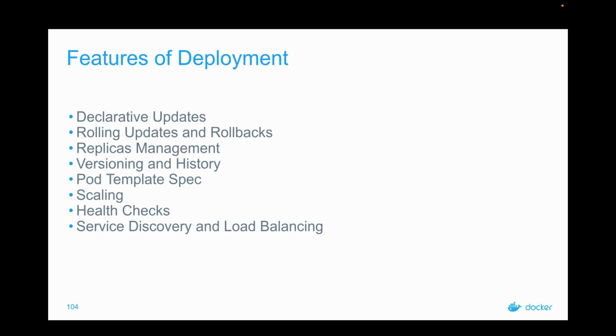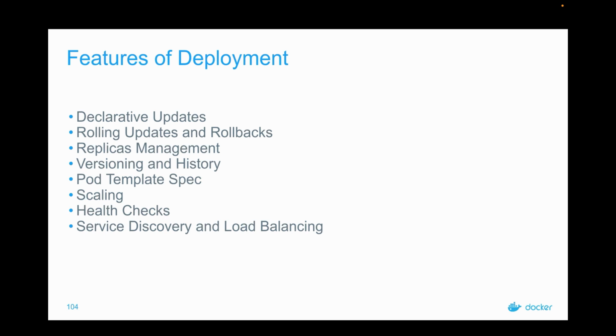The third one is replicas management. Deployments manage your ReplicaSets. They ensure that a specified number of replica pods are always running. Deployments automatically handle scaling the number of replicas up and down based on the desired state, enabling easy horizontal scaling of your application. The fourth one is versioning and history. Deployment maintains a history of all the changes made to your application configuration. Each update creates a new ReplicaSet with a different version, and this history allows you to view and manage different versions of your application and easily roll back to the previous version if required.